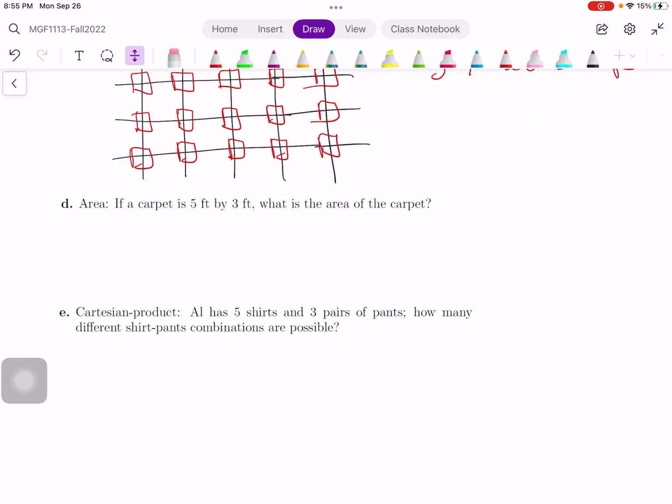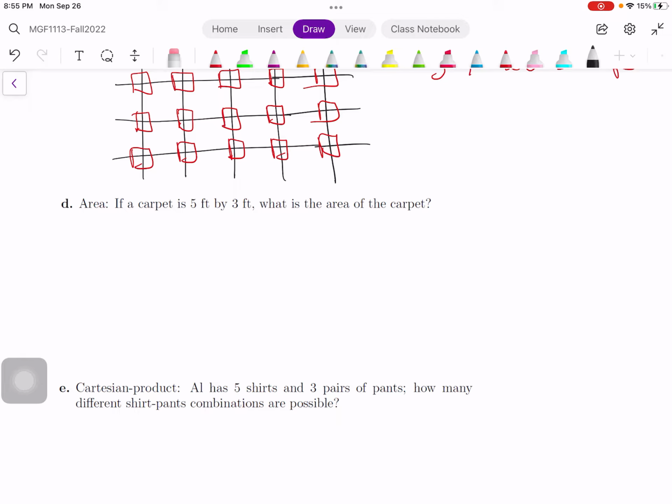Area. If a carpet is 5 feet by 3 feet, what is the area of the carpet? So we have 5 feet by 3 feet.